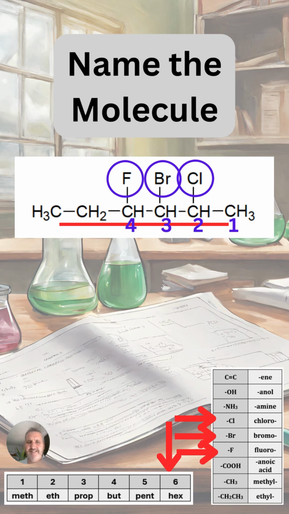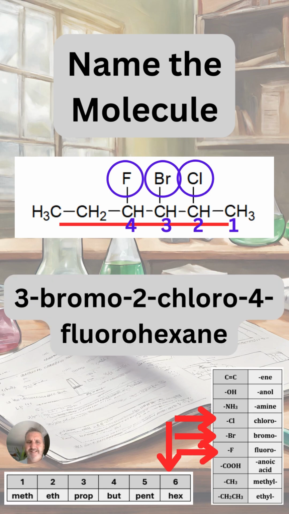Now we can go about naming them. We're going to put the substituents at the front as prefixes, and we're going to put a number in front of each one. But what we're going to make sure we do with this one is we put them in alphabetical order. So the name for this is 3-bromo, 2-chloro, 4-fluorohexane.